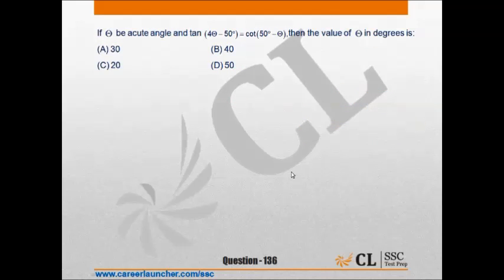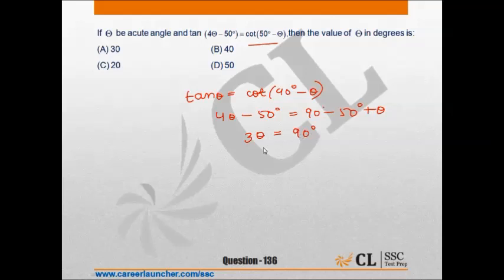The next question is, if theta is an acute angle and tan(4 theta minus 50 degrees) is equal to cot(50 degrees minus theta), then the value of theta in degrees is. As we all know, tan theta is equal to cot(90 minus theta). Therefore, 4 theta minus 50 degrees would be equal to 90 minus 50 degrees plus theta. From this we get that 3 theta is equal to 90 degrees, or theta is equal to 30 degrees. Hence the correct answer is option A.